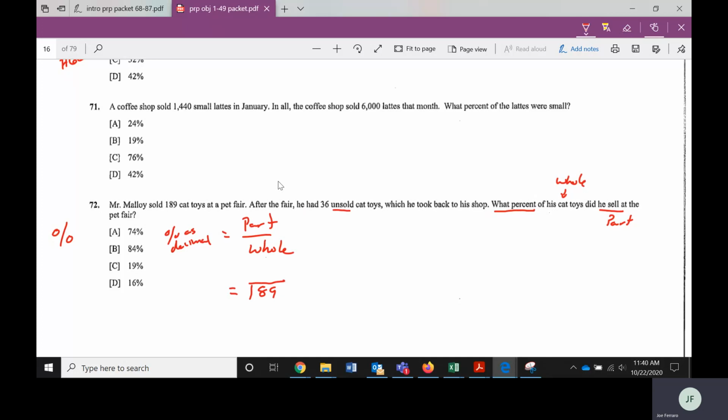So what we need to do first, if there's 189 total, and 36 of them were unsold, well, we can figure out how many were sold. We take 189 minus 36. So 189 minus 36 gives you 153 that were sold. That is the part that goes up here. So now we take 153 divided by 189.